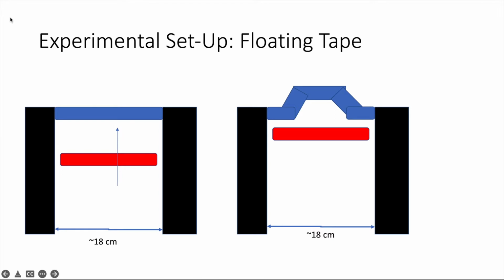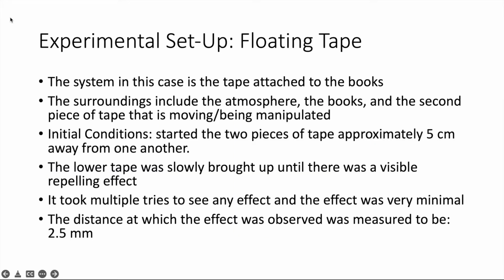Moving on to the next portion of the experiment, we were attempting to essentially create a floating tape by utilizing the repulsion between the two tapes. The general setup is shown here, where the two black rectangles are books. The red tape is the manipulated tape, and the blue tape is the tape attached to both of the books. Just to clarify, the system in this case is the tape attached to the books. The surroundings include the atmosphere, the books, and the second piece of tape that is being manipulated.